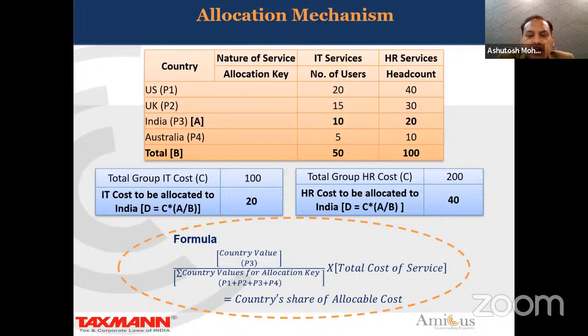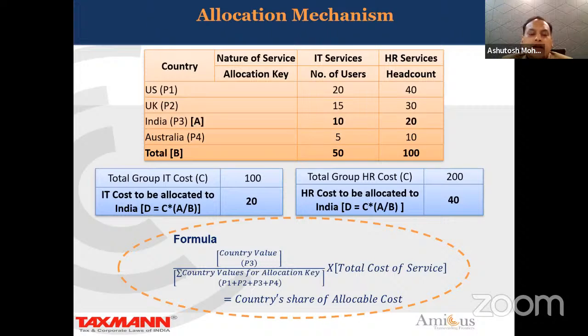This is just a brief working of what the allocation mechanism looks like. So in this slide, we have considered only two services, IT and HR services, but there could be a whole gamut of management services. And the idea is that you compute the cost for rendering of IT and HR services. So let's say in the example before us, total group IT cost is 100. And then cost has to be allocated to India. This can be done in the ratio of the users in India of the IT services to the total users. Similarly, for HR also, this cost can be allocated, but there we are doing it based on headcount.